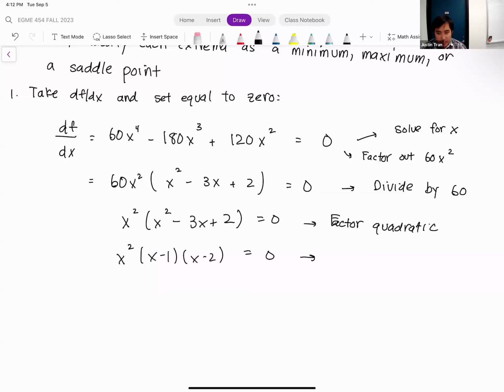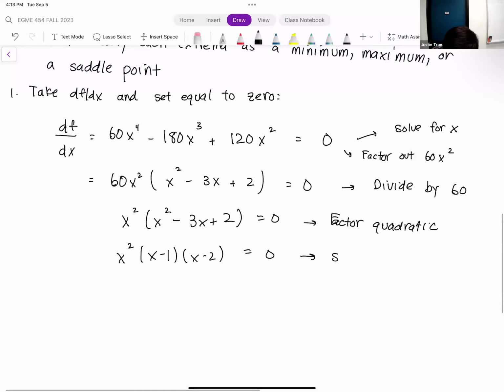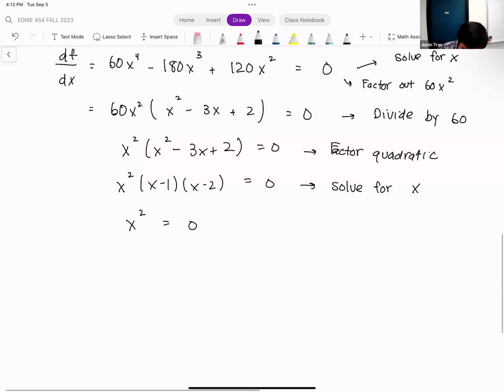And from this form, it's very easy for us to solve for x because we have three things multiplied by each other. And so if any of those quantities, x squared, x minus 1, x minus 2, if any of those equals 0, then it'll satisfy this expression. And so we have x squared equal to 0, x minus 1 is equal to 0, and x minus 2. If any of these three small equations are true, it makes the above equation true as well. Okay? And so that's the convenient thing of working with zeros, that it cancels out.